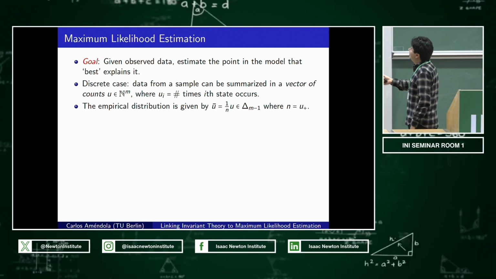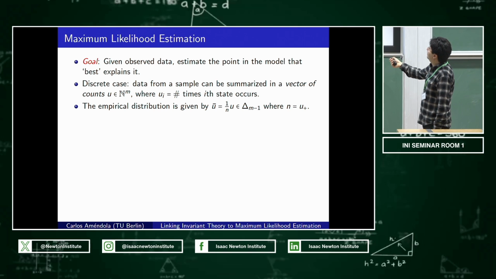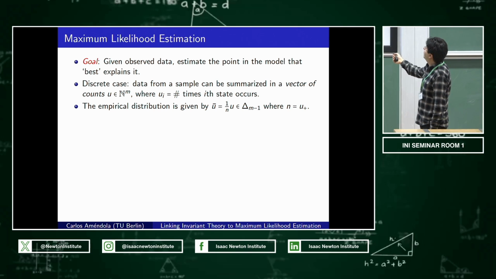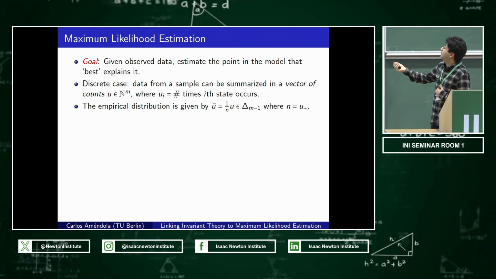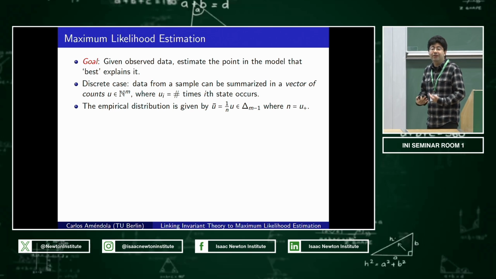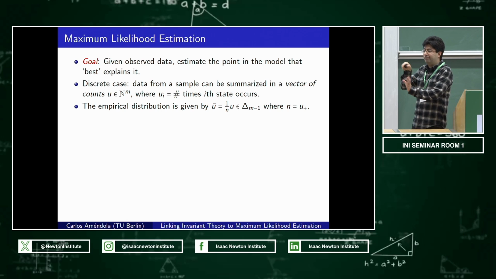And from there, one could have an empirical distribution, which is just normalizing by the sample size. This n, which is the sample size, will be u plus in our notation. So I do 1 over n times u, and then this will lie in the simplex. Of course, the problem is that this empirical distribution almost surely will not be part of our model, right? Because it's just a random point in the simplex, and our model is usually of lower dimension.